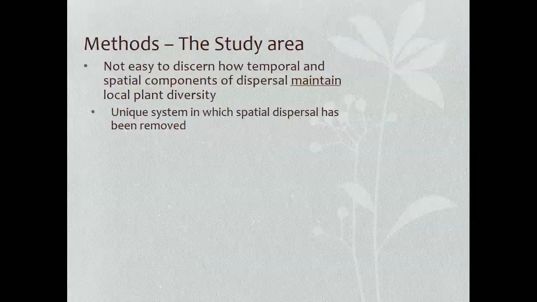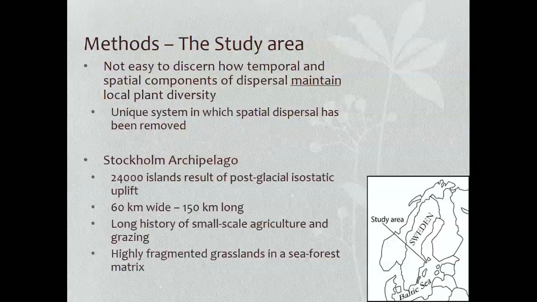So the study area, I pretty much worked in a similar system. But as I mentioned earlier, it's not easy to discern how temporal and spatial components of dispersal maintain local diversity. So we basically need a unique kind of system in which we know that spatial dispersal, or at least some part of it, has been removed from the system. Now, Sarah elaborately talked about it. We had an opportunity in the Stockholm archipelago. It's some additional information.